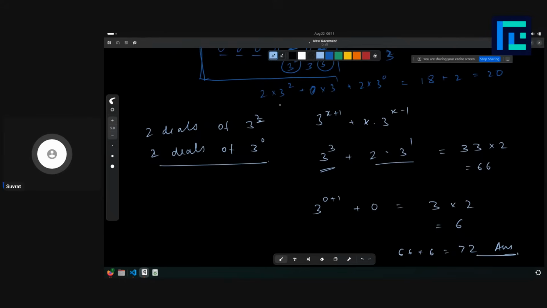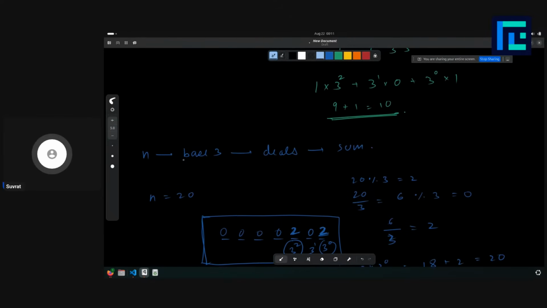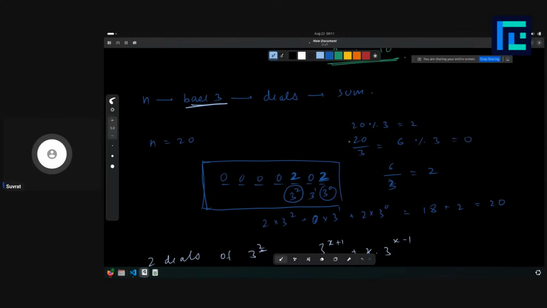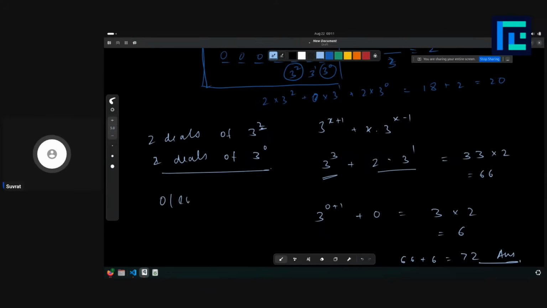So that was the solution for this question. Now let's analyze the time complexity. We need to find the base 3 representation, so in each step we are doing a floor division by 3. There can be a maximum of log base 3 n steps, and then a maximum of log base 3 n different deals, and then again for summing we need to iterate over these. So we are solving each test case in a time complexity of log base 3 n.